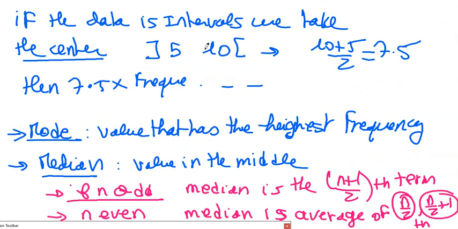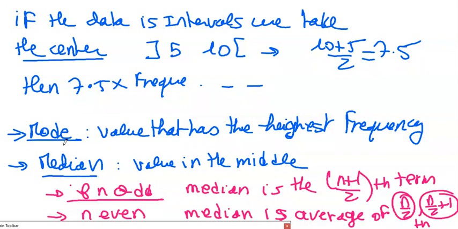Now, if the data is an interval, we take the center to multiply it with the frequency. For example, I have the interval between 5 and 10. So I take the center. How do we find the center? We make 10 plus 5 over 2. So it's 7.5. And then we multiply it times the frequency. And then we add all the values over the total to get the average.